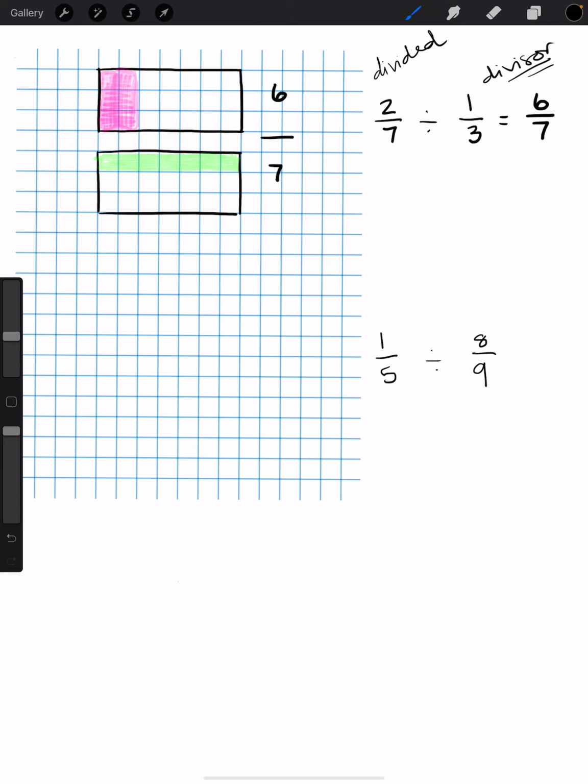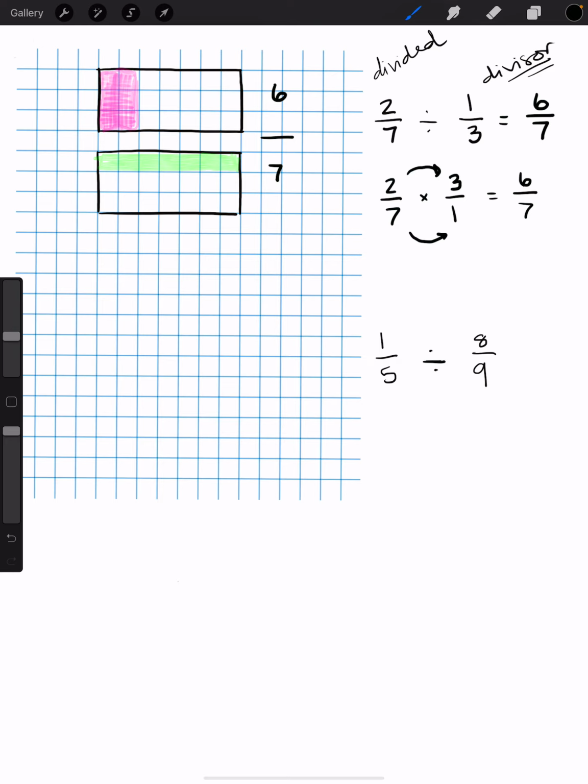And I can prove this in the same method. If I take my 2/7 and I multiply by 1/3's reciprocal, which is 3/1, I know 2 times 3 is 6, 7 times 1 is 7. My visual matches up with multiplying by my reciprocal. I know my visual works. Okay? And this only works if your divisor is larger than your dividend. Let's do another example together.